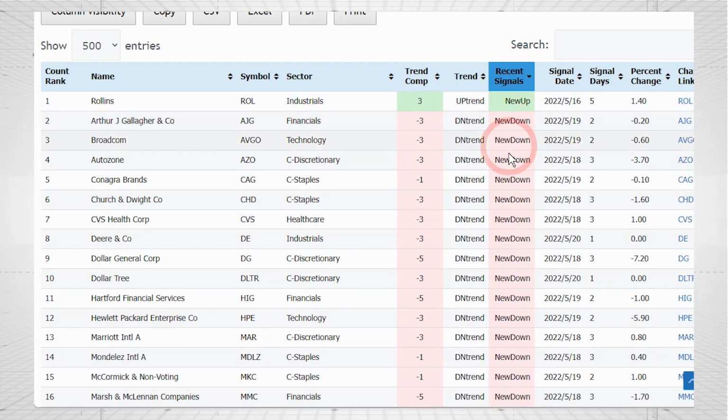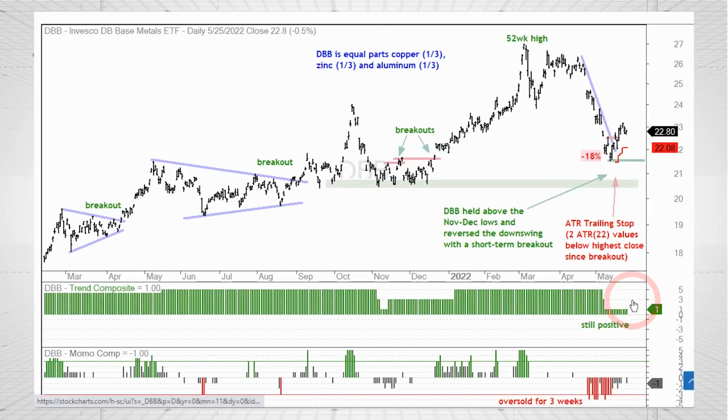You just click that recent signals link, and you'll see we got one new uptrend and a bunch of new downtrends over the past week. And over on the right, you can click to see a sharp chart. So I'm going to look at the chart for DBB here now.